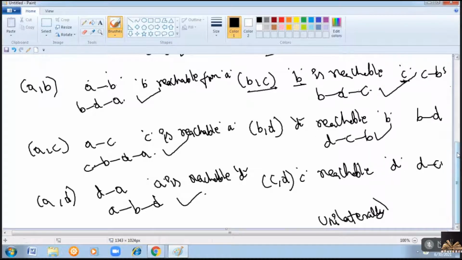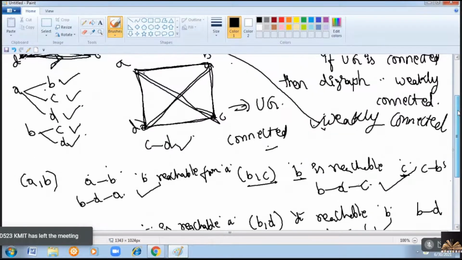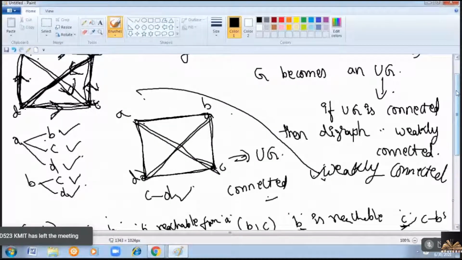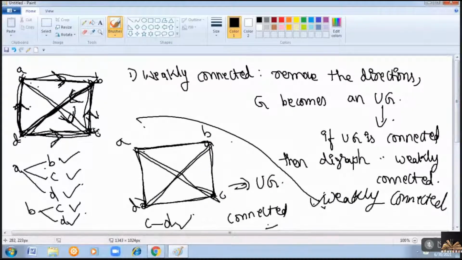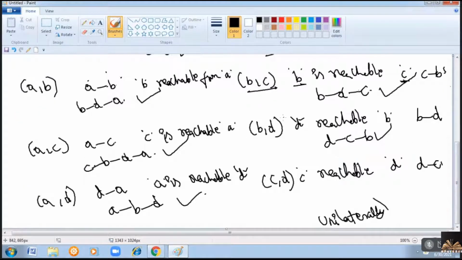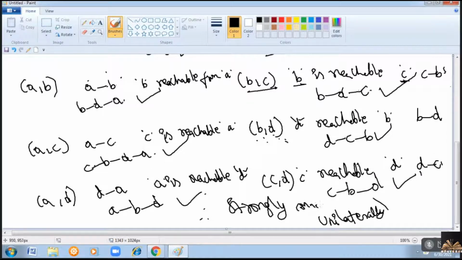Now the last pair is C and D. C is reachable from D. Let us check whether D is reachable from C or not. Yes, C to B, B to D. So for all these pairs of vertices, every vertex in the pair is reachable from the other. Therefore, you can say that it is a strongly connected graph. So the given graph is strong.